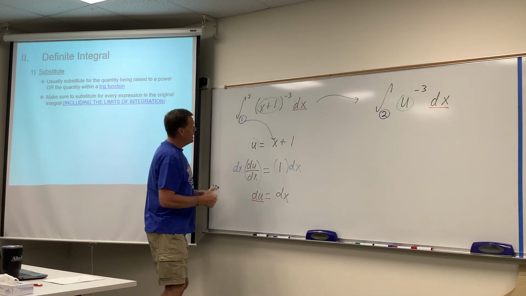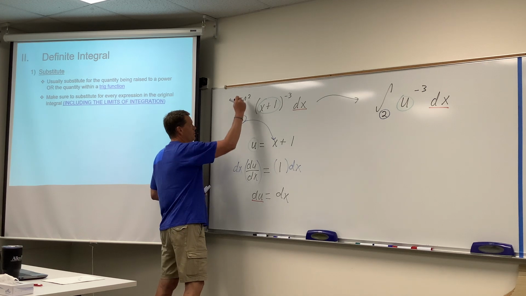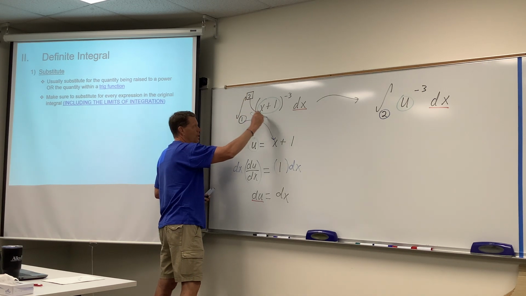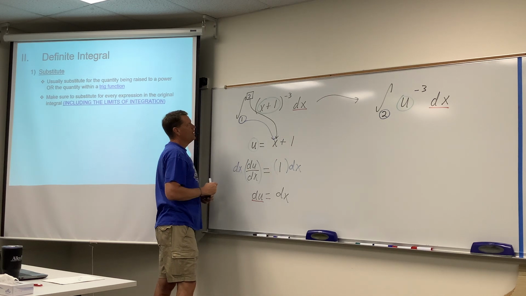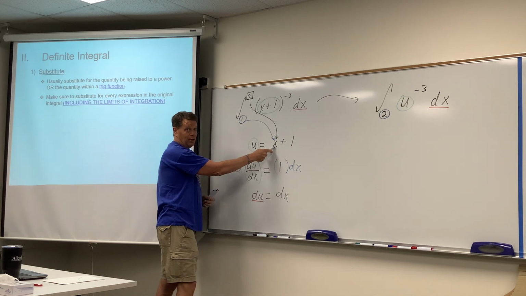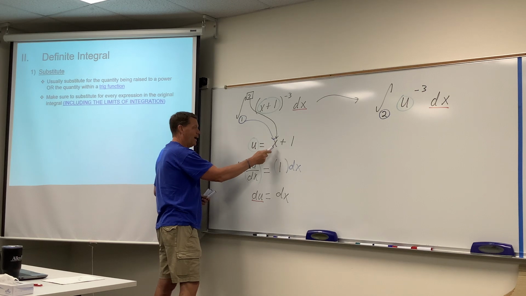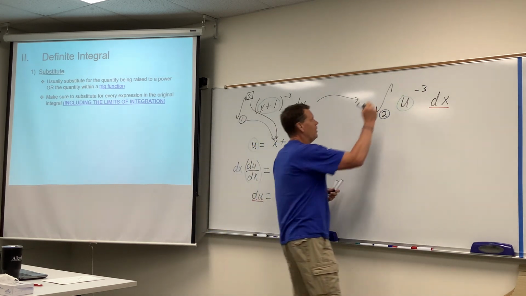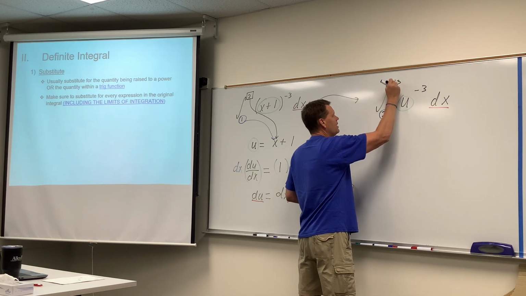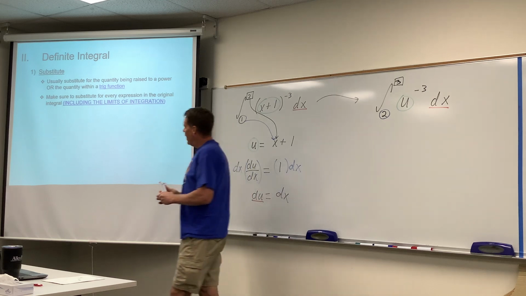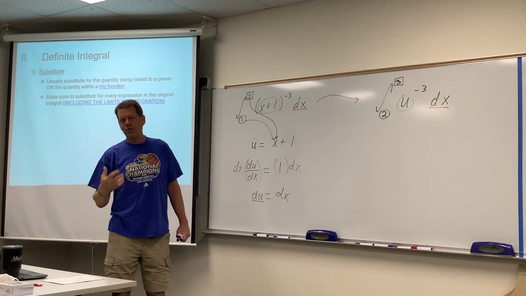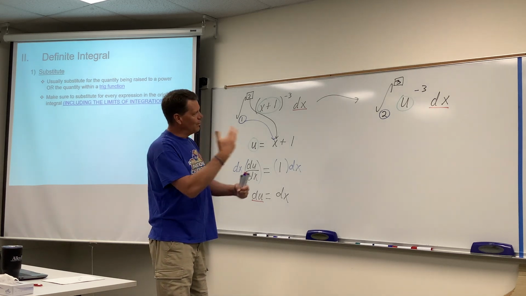All right, and then let's see, I haven't used a box yet, I guess. That upper limit of integration, that 2, is also a value of x. So if we put 2 into our original substitution here, for x, 2 plus 1, u would equal 3. This is the step that is very easy to forget to do, to change those limits of integration. So notice that's capitalized and underlined. Make sure you change your limits of integration.